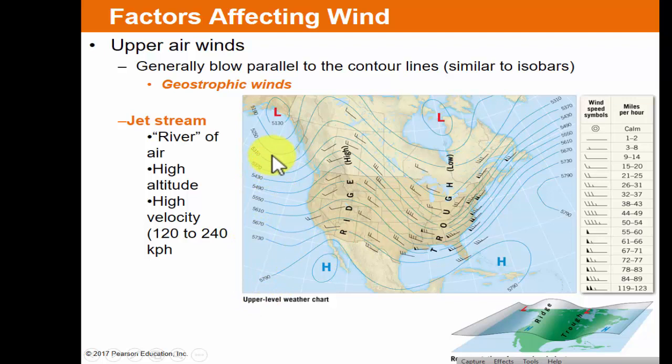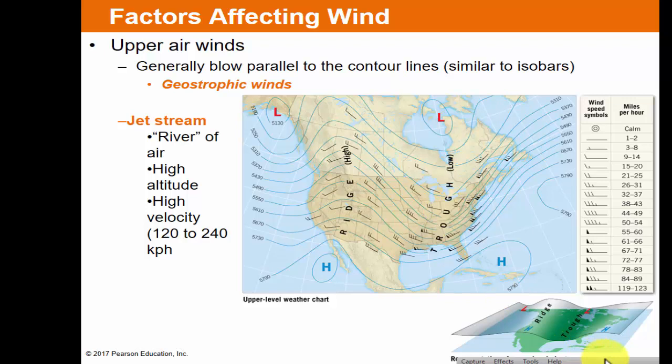This is an area of low pressure in the upper levels. Actually, this whole thing is a trough of low pressure in the upper levels. This whole thing is a ridge of high pressure in the upper levels. And the wind barbs, you can see pointing in this direction, they flow parallel to those contour lines. And the speed of those wind barbs, just like at the surface, is a function of how tight that pressure gradient is.